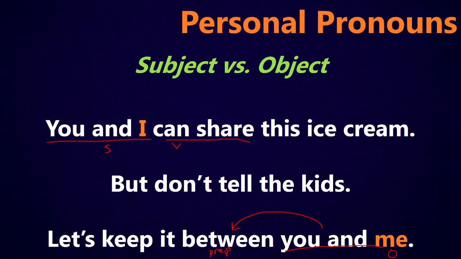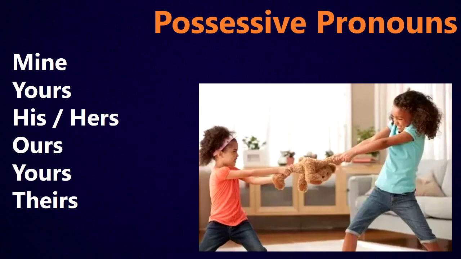So as I said before, if it comes after a verb or after a preposition, we use the object form of the pronoun. The next group of pronouns are called possessive pronouns, and you can see from the picture here what we mean by possessive. So the possessive pronouns are mine, yours, his or hers, ours, yours for the plural, and theirs.